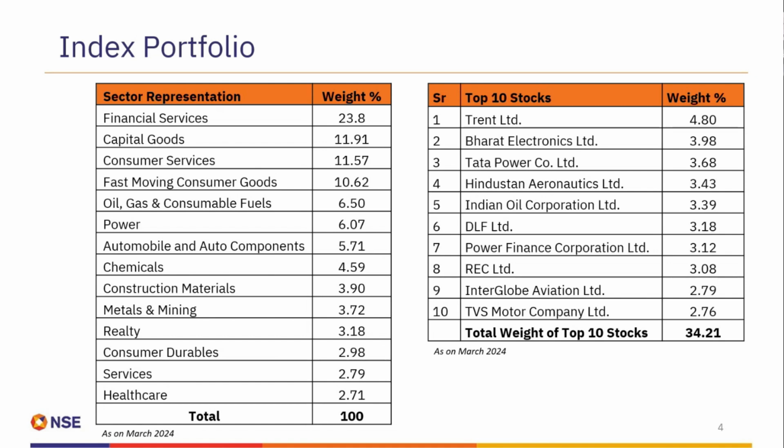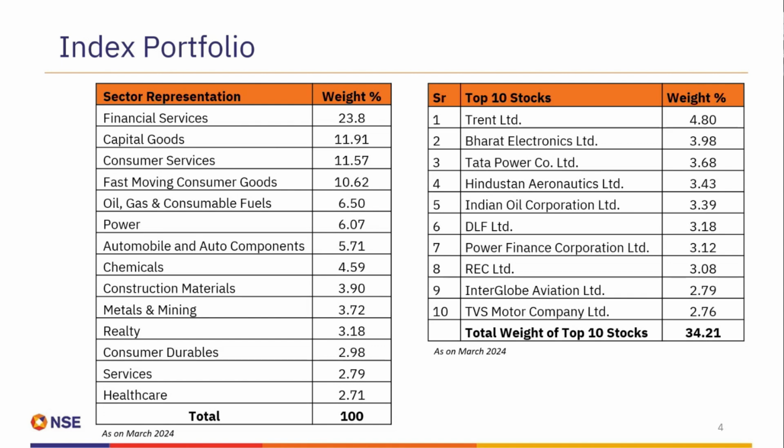Yeah. And at the same time, I can see that the top 10 stocks, which we have shown here, have 34.21% concentration. So if you can just elaborate, what is the case with other index derivative contracts? What is the concentration they have in the top 10 stocks? Yeah, so interestingly, looking at the portfolio as of March 2024, it is not very concentrated among the top 10 stocks. As you can see, the top 10 stocks account for almost 34.21% of this index.